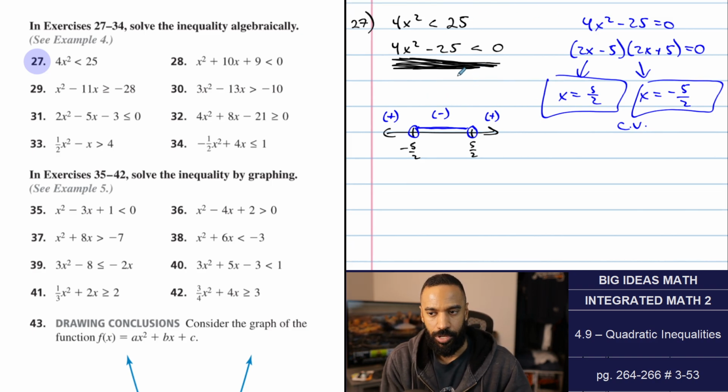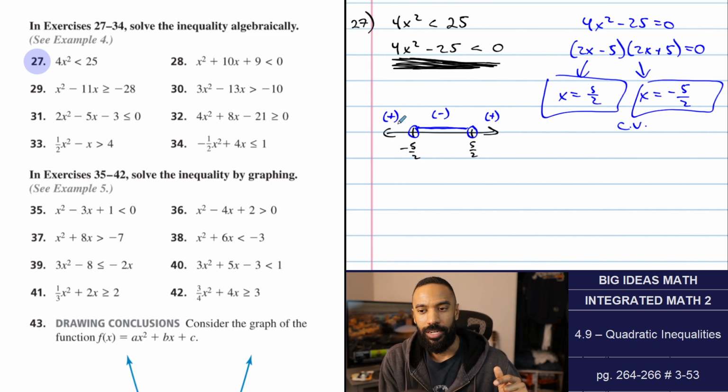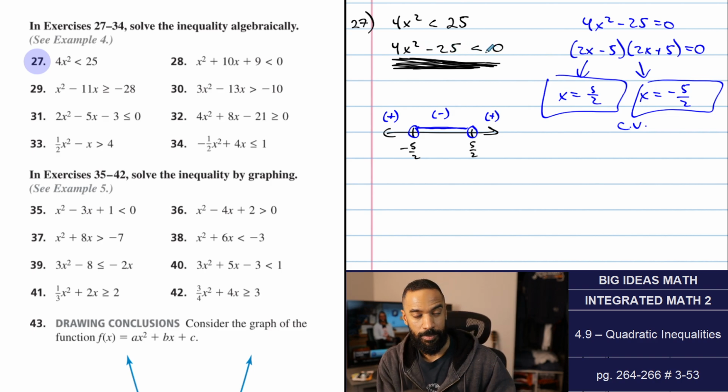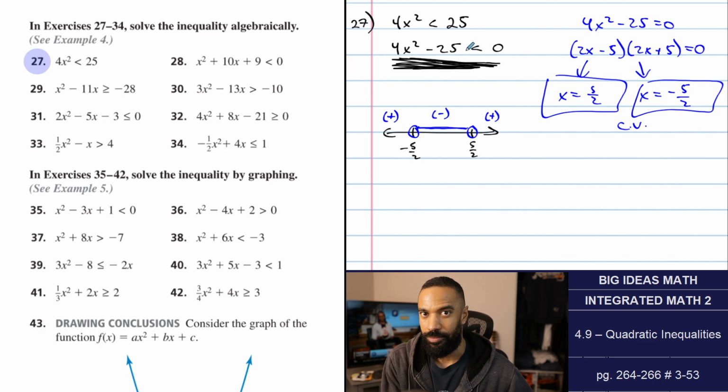You can plug in values though. So here's the idea that the book would ask you to do, that a teacher would bring up. Plug in a value to the left of negative 5 halves, plug a value between negative 5 halves and 5 halves, plug a value greater than 5 halves, like negative 3, positive 3, and 0. Plug them in and see if you get true or false statements. The true statements represent your solution set. 0 would make a true statement, so will any number in between these two. Negative 3 would not be true. It would give you a positive number. Positive is not less than 0. Positive 3 would give you a positive number, also false.